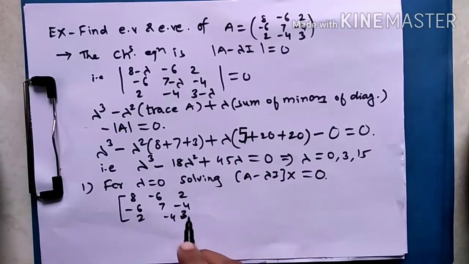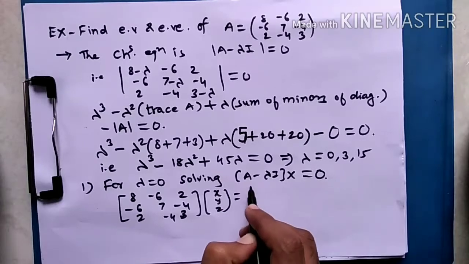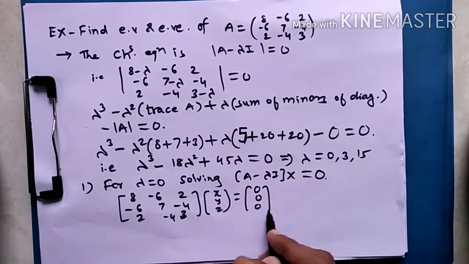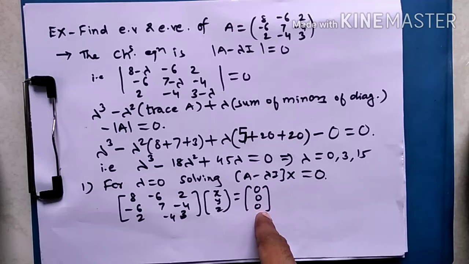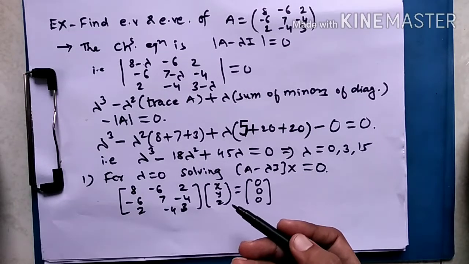Capital X is the required eigenvector, so it can be written as X, Y, Z, and the RHS can be written as a column vector having all elements 0. So this becomes the homogeneous system of linear equations which we are solving for capital X. So we need to find a non-zero solution. Now we can solve it using different methods.